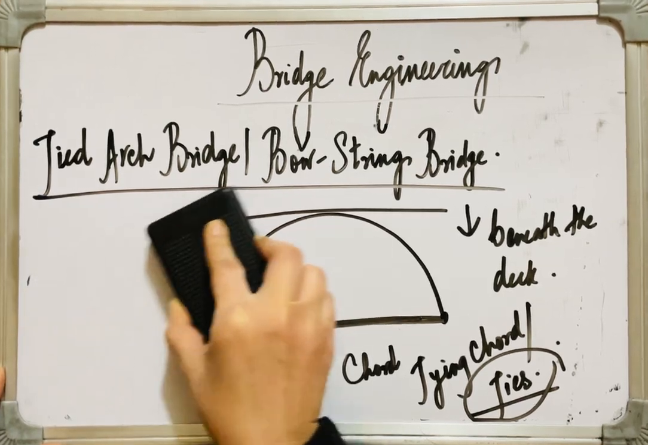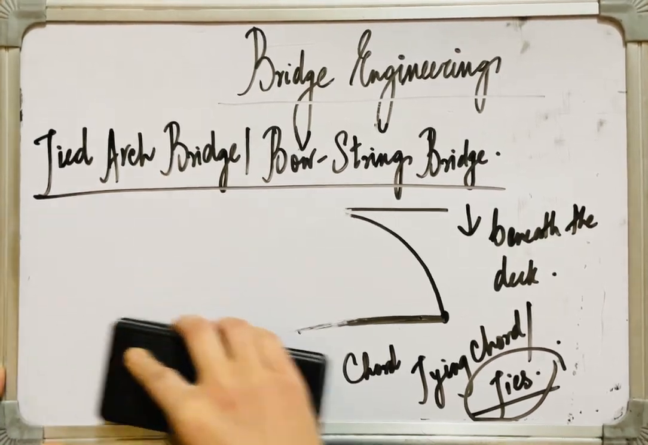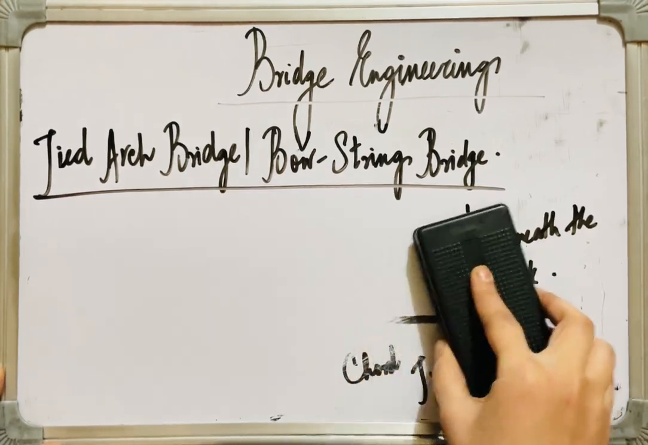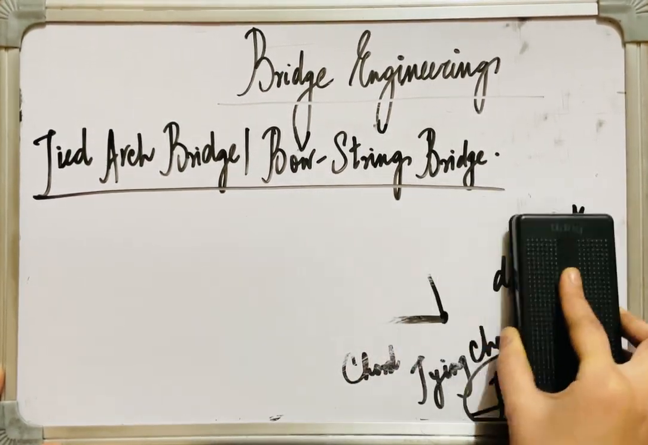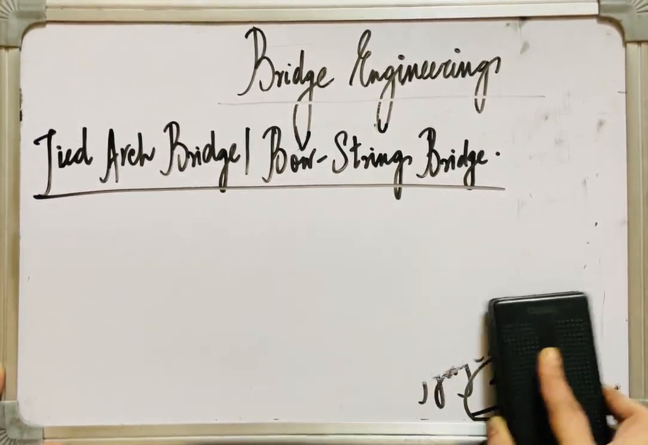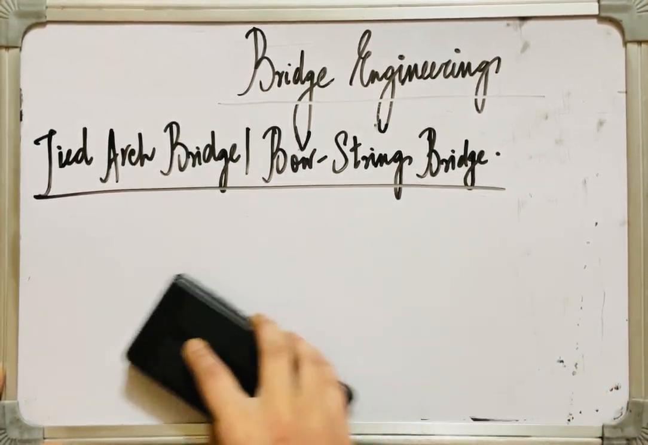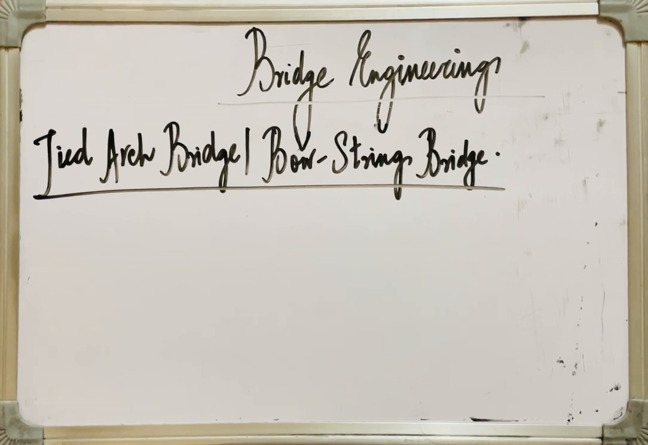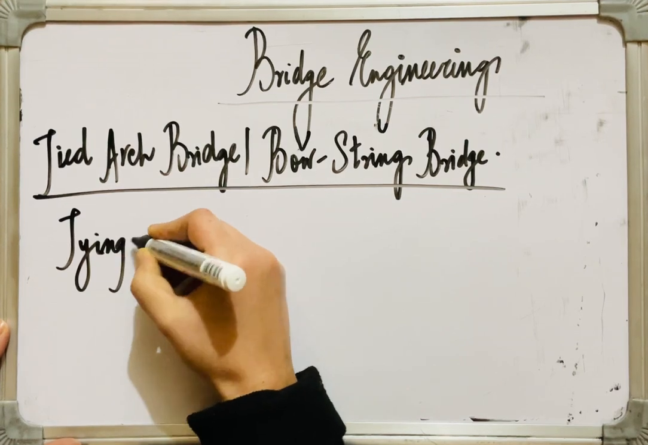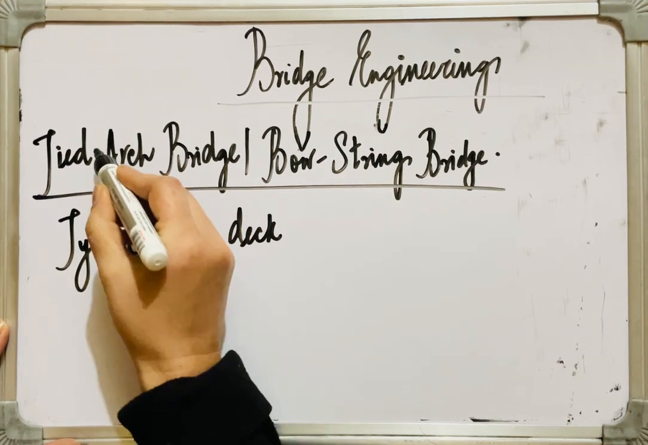So the deck is positioned below and the arch rises above it in case of a tied arch bridge. Tied arch bridge, that's why it's known as tied, because the two ends of the arches are being tied by a cord, which is known as a tying cord or a tie. All right. Now this tying cord may be the deck structure itself of that tied arch bridge.